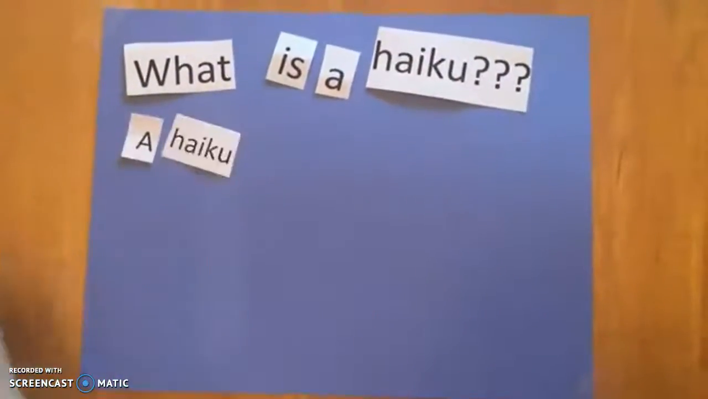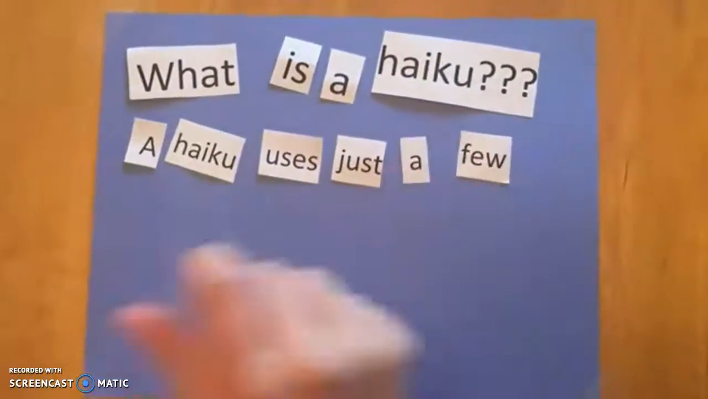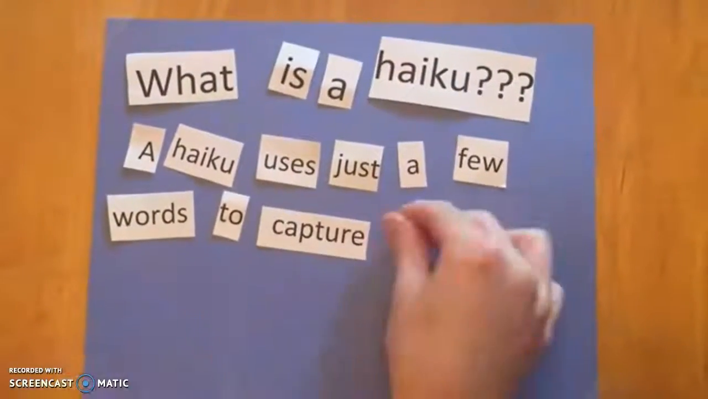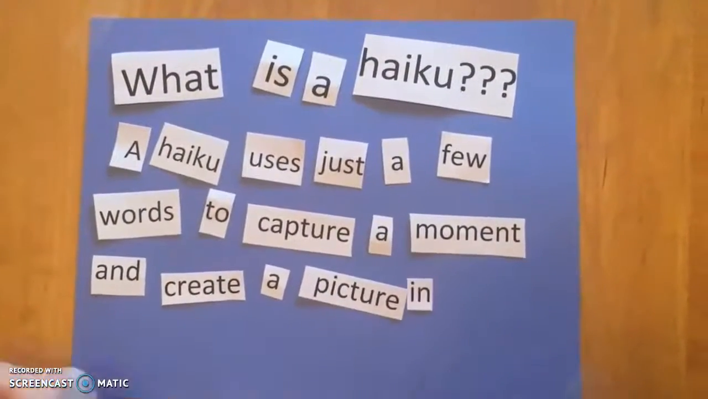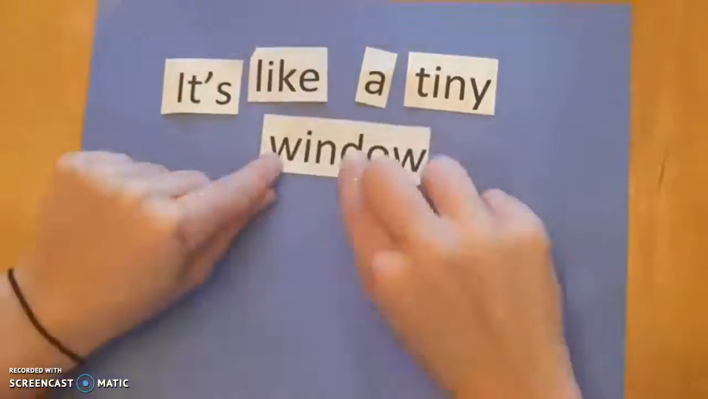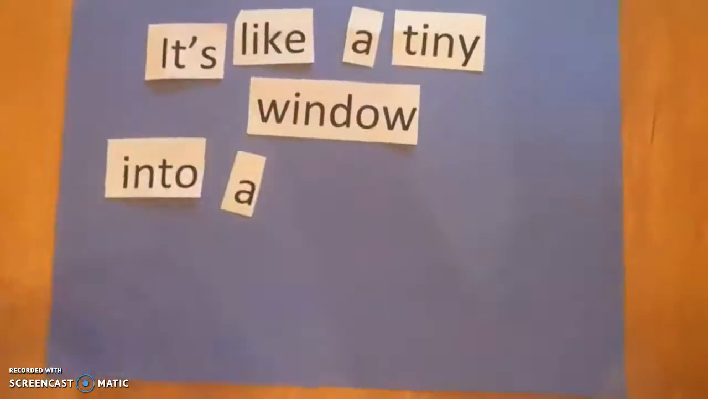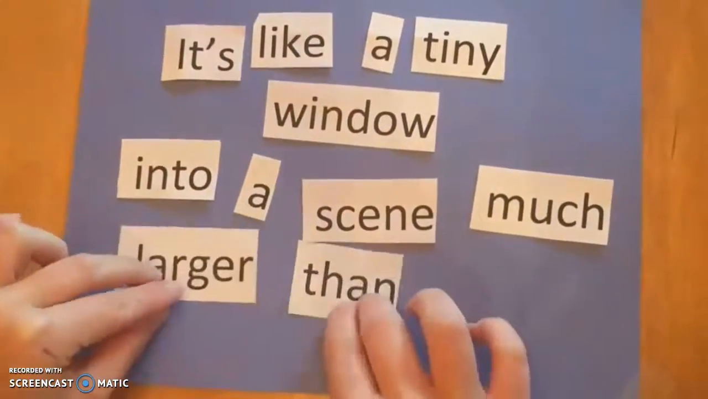So what is a haiku? We just talked about this, but here's a different definition. A haiku uses just a few words to capture a moment and create a picture in the reader's mind. It's like a tiny window into a scene much larger than itself.